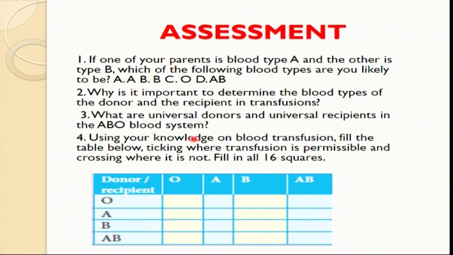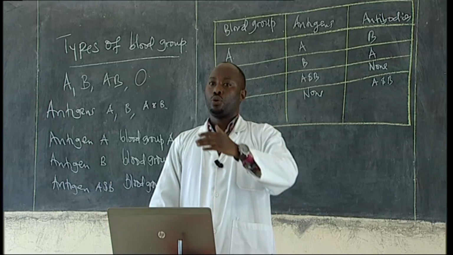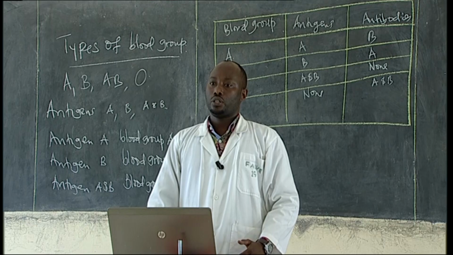Number one: if one of your parents' blood group is type A and the other is type B, which of the following blood types are you likely to be? We have A, B, C, D, and AB. So you have to go through that exercise. There are almost four numbers. So do the exercise, and I hope to go through it with you in the next lesson.